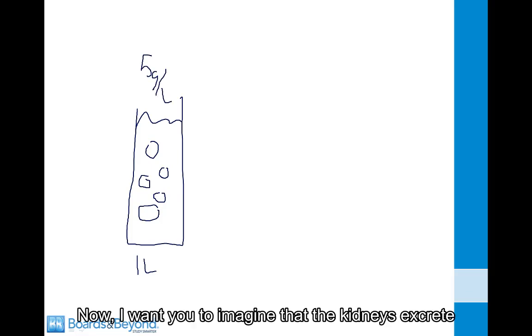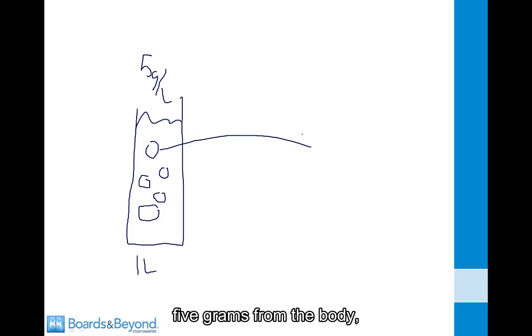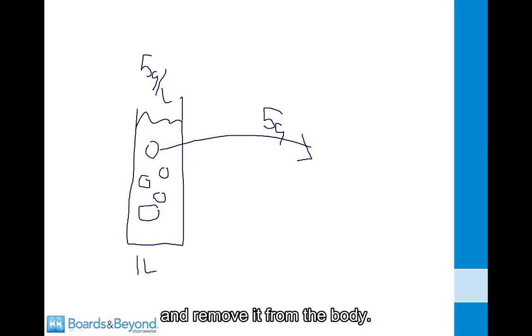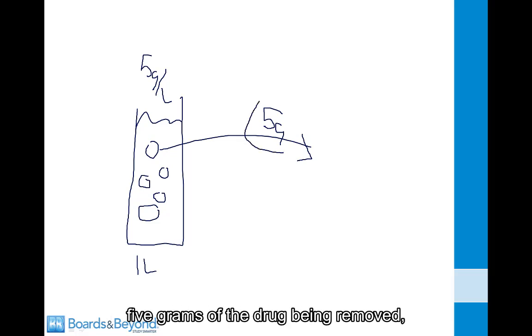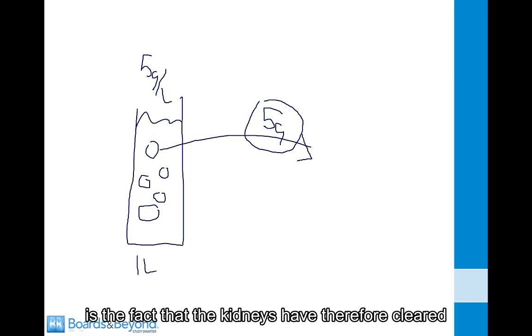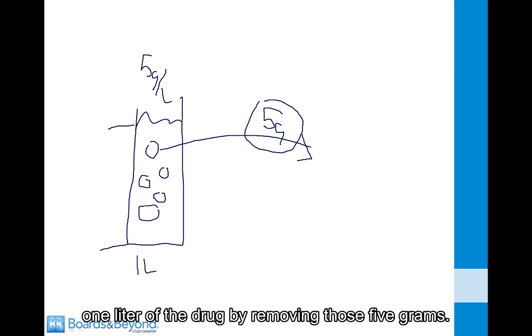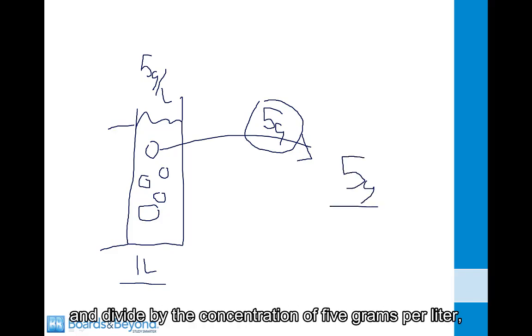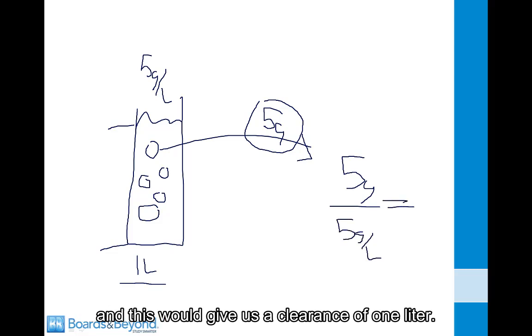Now I want you to imagine that the kidneys excrete 5 grams from the body. So they take 5 grams out of this liter of plasma and remove it from the body. Well, it's very easy to imagine 5 grams of the drug being removed, but what's harder to conceptualize in your head is the fact that the kidneys have therefore cleared 1 liter of the drug by removing those 5 grams. Now, we know it's 1 liter because I told you it was 1 liter at the beginning of this exercise, but if we didn't know it was 1 liter, we could easily calculate that. We would take the 5 grams which were removed from the body and divide by the concentration of 5 grams per liter, and this would give us a clearance of 1 liter.